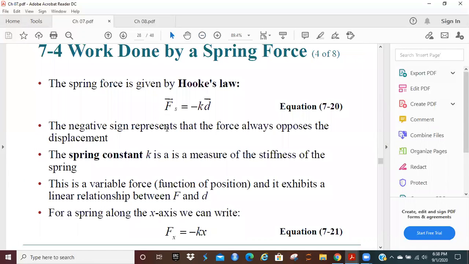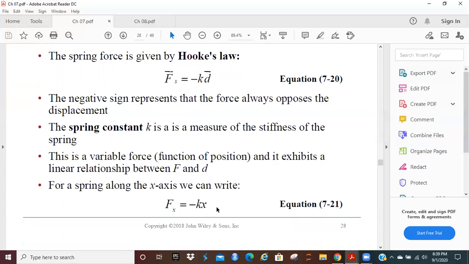So the spring force here is going to be given by Hooke's law. The spring force is going to be defined as minus k times the displacement. The negative sign represents that the force always opposes the displacement. The spring constant is a measure of the stiffness of the spring. This is going to be considered a variable force. In other words, the greater the displacement, the greater the force. And as we look at it, it's going to be a linear relationship between F and d. So for a spring along the x-axis, we're going to write F of x is equal to minus kx. That's how it'll be represented.